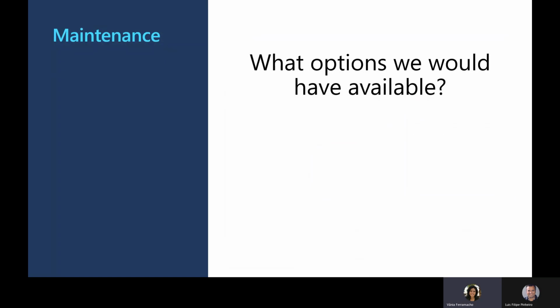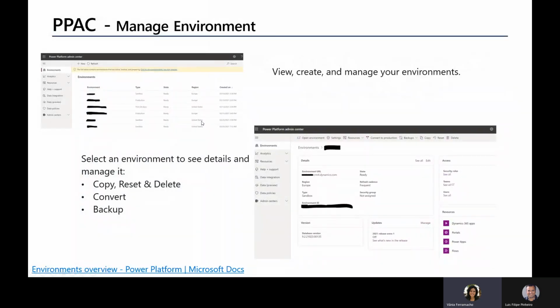And then we have the maintenance phase. What options will we have available in Dynamics 365? The Power Platform Admin Center provides a unified portal for administrators to manage environments and settings for Power Apps, Power Automate, and customer engagement apps like Field Service or Dynamics 365 Sales. You can view, you can create, as we saw before, and you can manage all the environments. So you can easily select one environment to see details and manage it.